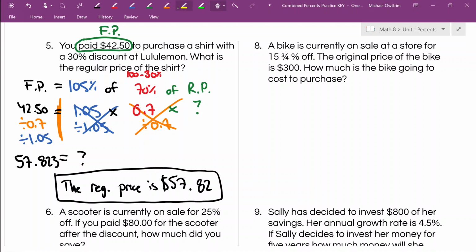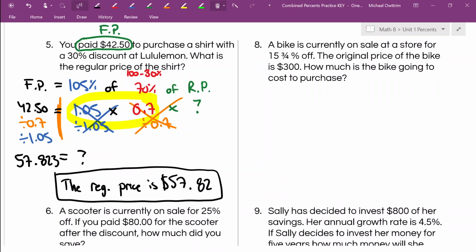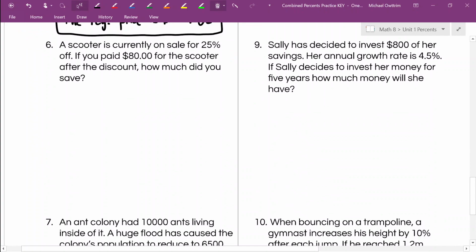Do note in this question that if you wanted to, you could multiply 1.05 times 0.7, get your 0.735, and then divide both sides by 0.735 if you wanted to, if you're more comfortable with that.